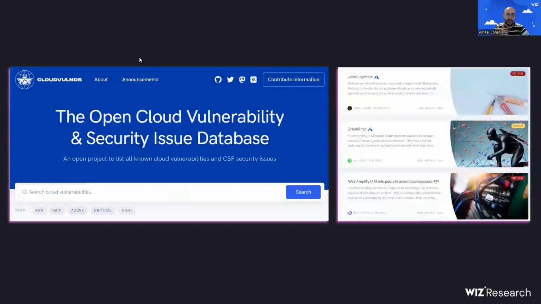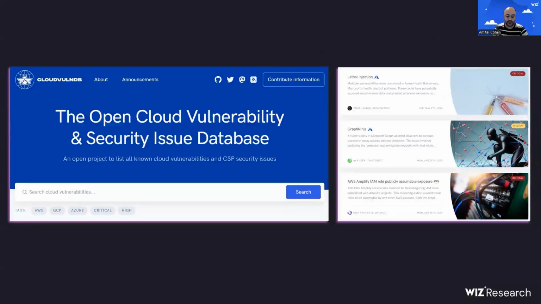Similarly, we also set up the website of the Open Cloud Vulnerability and Security Issue Database, also known as Cloud VulnDB. This is an open source community product that we at Wiz support. We host the website, but anyone in the community can contribute. The website shows you vulnerabilities related to cloud services that have been published over the years, and we rank them according to how severe we believe they are.